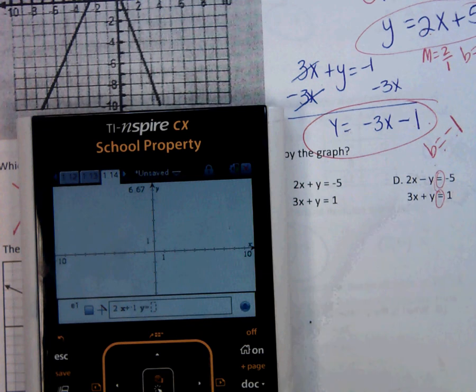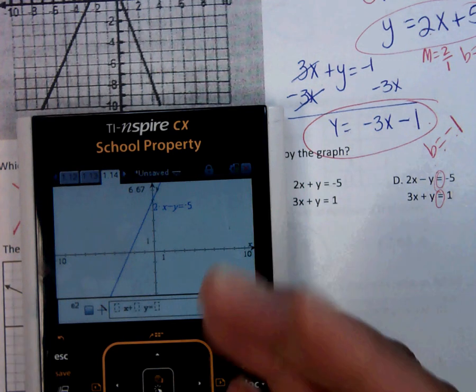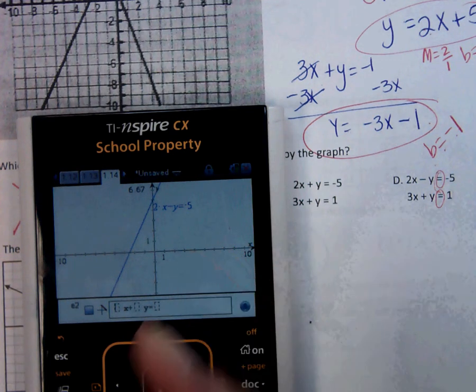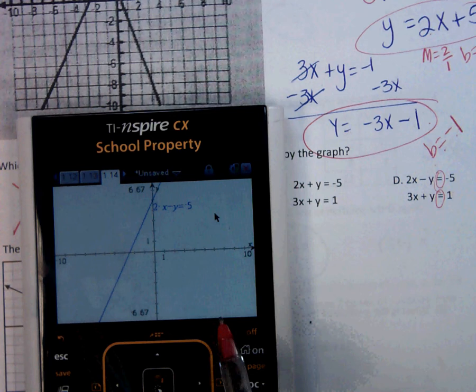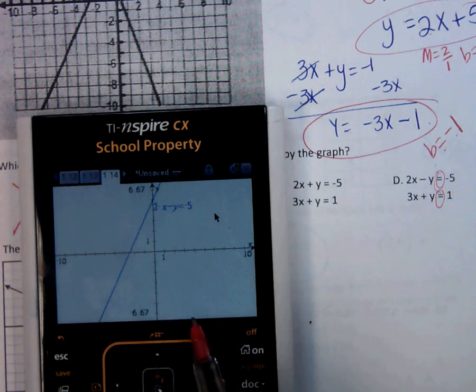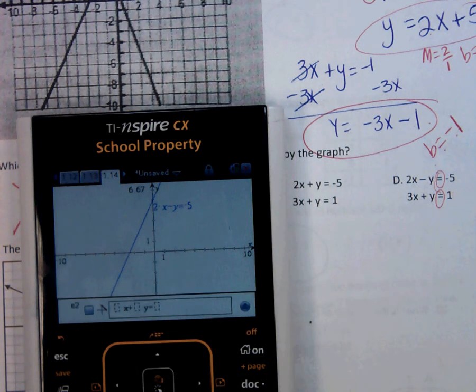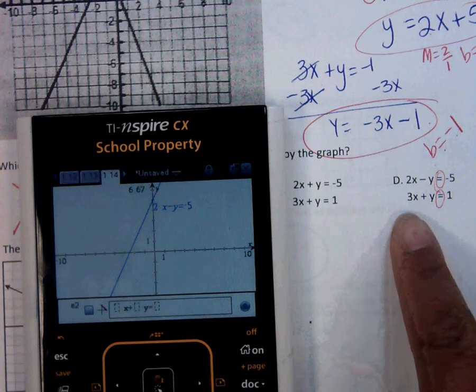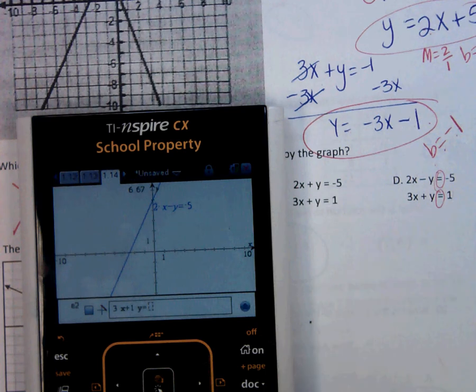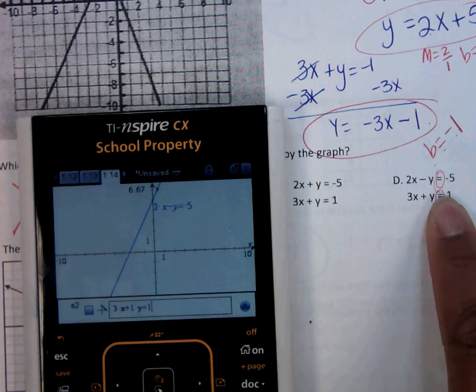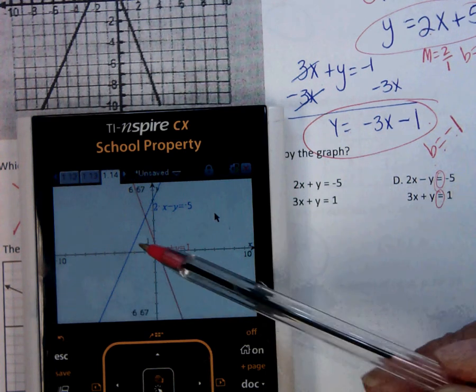Now let's put -5. Now you can press down to go to the next available space to enter the next equation, or you could have just pressed enter. When you press enter, it takes the bar away. You would have to press tab to get it back. 3, 1, and 1. We enter for the next equation. Enter. It graphs it for us.